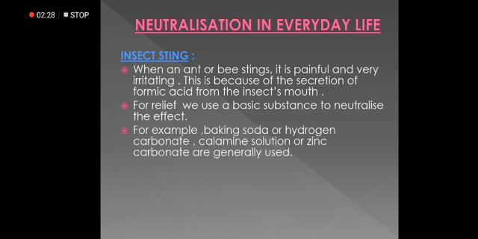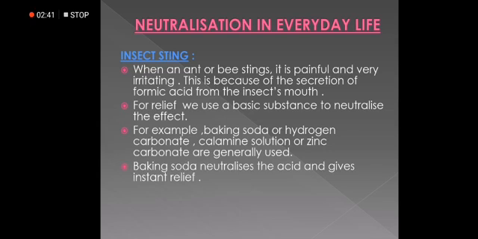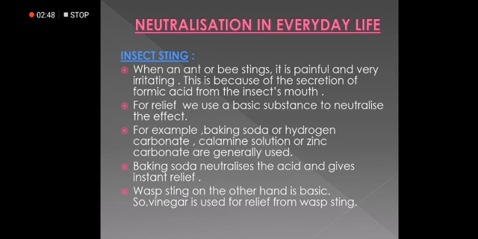So, for example, baking soda or sodium hydrogen carbonate, calamine solution or zinc carbonate are generally used for this purpose. The baking soda neutralizes the acid and gives instant relief. On the other hand, a wasp sting is basic in nature. So, to neutralize the effect of this base, vinegar is used. The other name of vinegar is acetic acid. If you all remember, we studied this when we were talking about acids.